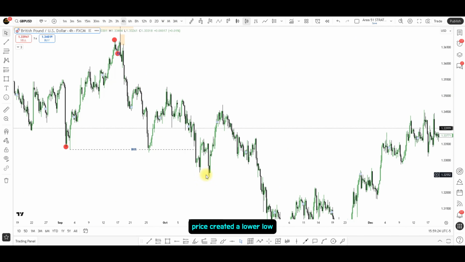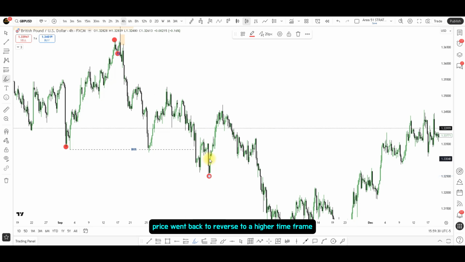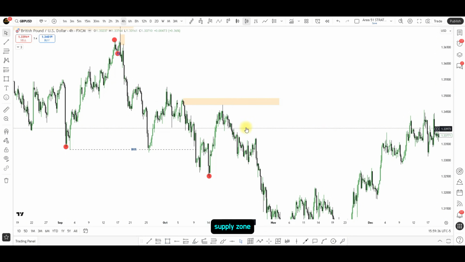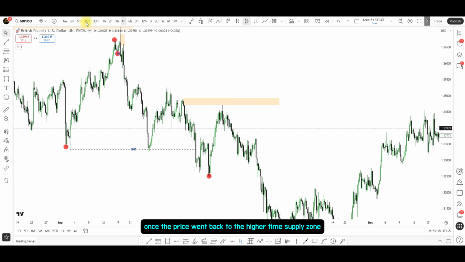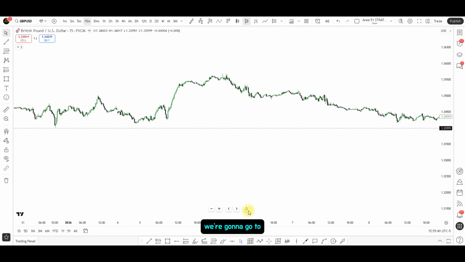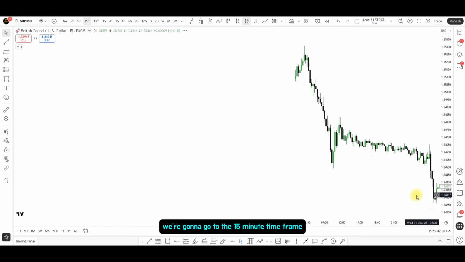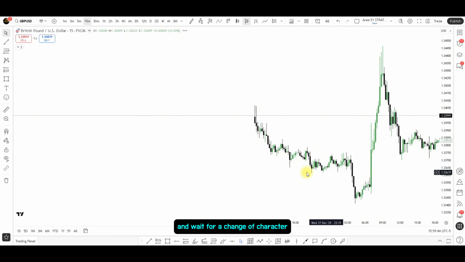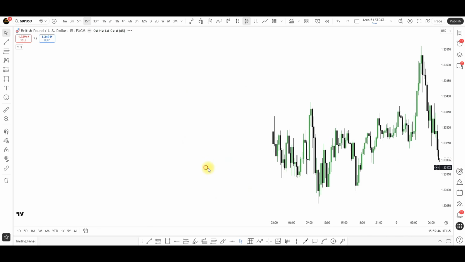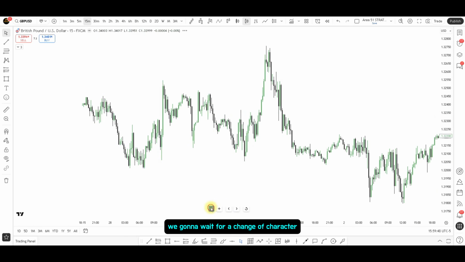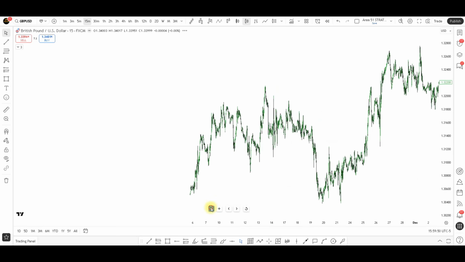Once we get this break of structure, price created a lower low. Once the price created a lower low, what happened after that? Price went back to reverse to a higher time frame supply zone. Once the price went back to the higher time frame supply zone, we're going to go to the 15-minute time frame and wait for a change of character.